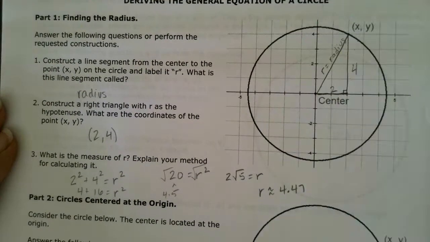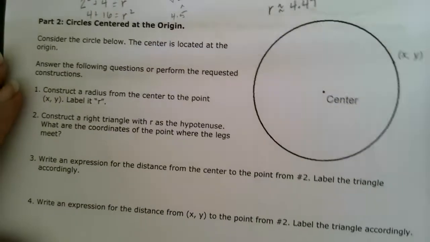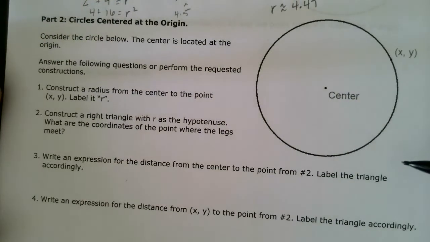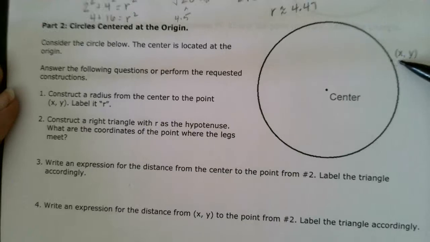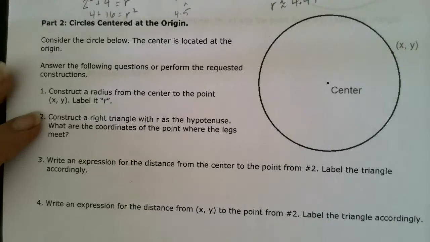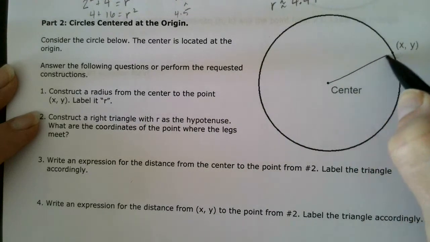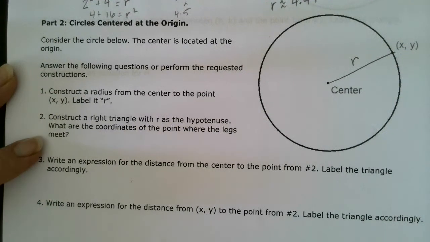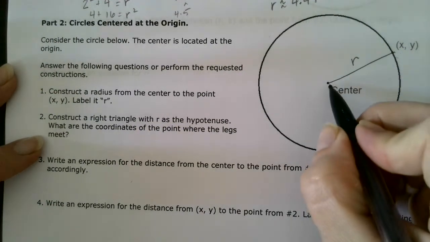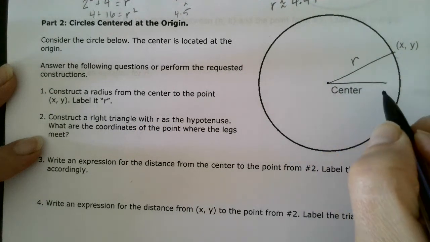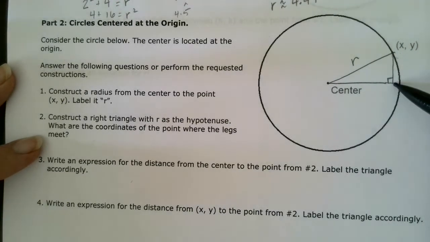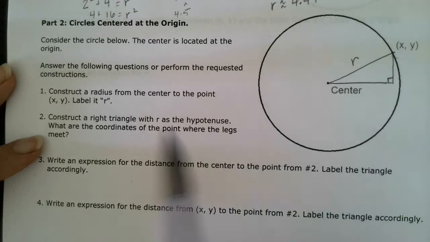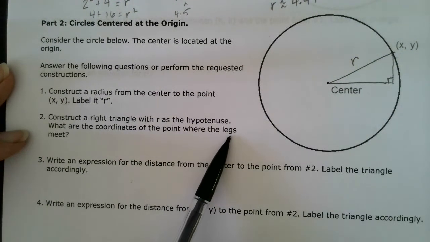All right, in my second part, I have a circle centered at the origin, but I do not have a grid to go with it. So this is just some random point XY. So we're going to do the same steps. I'm going to construct the radius from the center to the point XY. I'm going to call that R. I'm going to construct a right triangle with R as the hypotenuse. So this would represent being along the x-axis. This is going to be parallel to the y-axis. And then I have my right angle here.